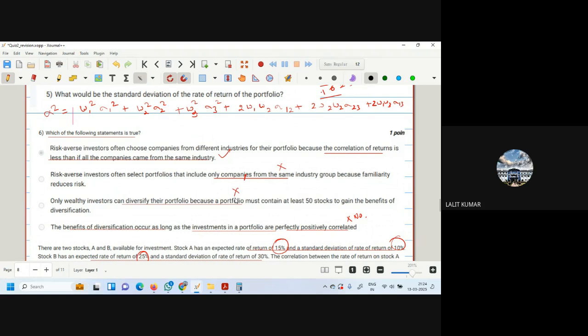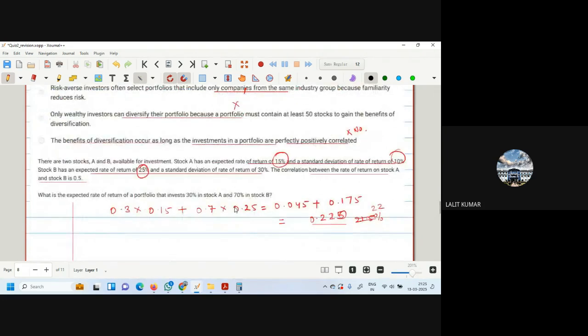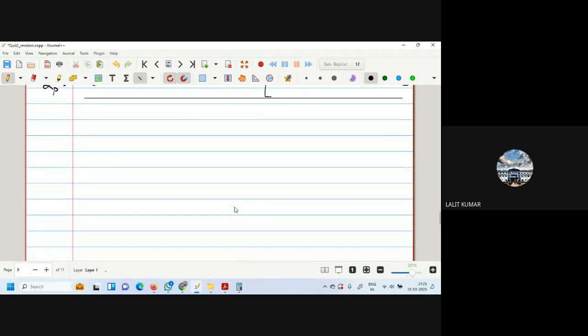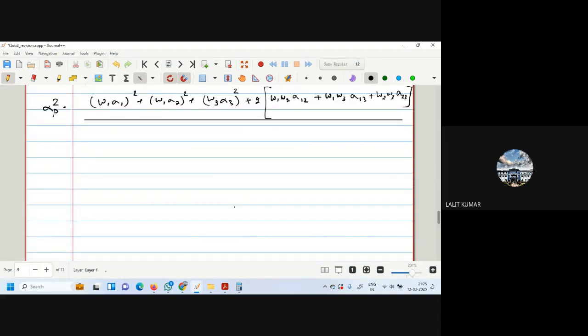Okay, next is about risk averse. Risk averse investors often choose companies from different industries for their portfolios because the correlation of returns is less than if all the companies came from the same industry. So this is true. This has come from the part of the lecture where the professor had covered how to reduce your risk by diversification. But you should always diversify in the assets.